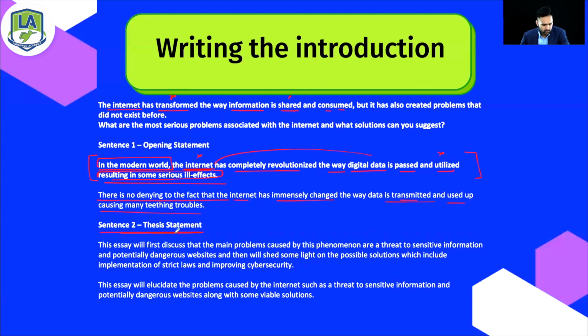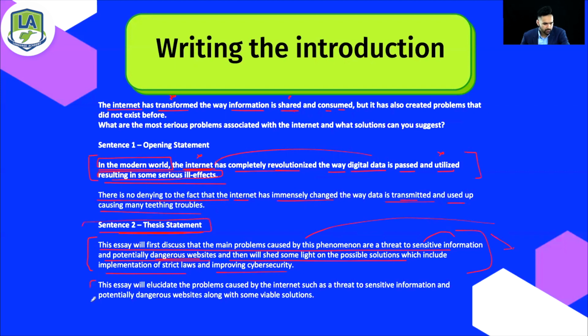Sentence 2, thesis statement. This essay will first discuss that the main problems caused by this phenomena are a threat to sensitive information and potentially dangerous websites. So one problem is sensitive information, second is dangerous websites. And then we'll shed some light on the possible solutions, which include implementation of strict laws and improving cybersecurity. So in the beginning itself, I have made it very clear what all I'll be covering in the coming essay. That is what your thesis statement is.